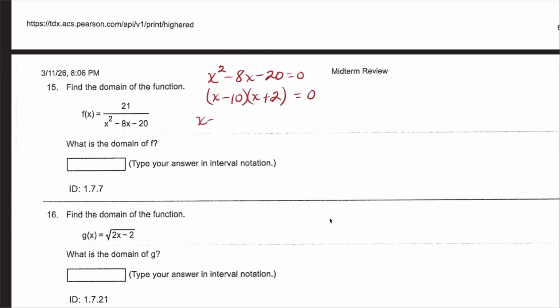So we have x minus 10 equals 0. This is how you solve a quadratic equation by factoring. This is something we cover in 030. And if you're in 030, you should have seen this. If you're not in 030 and you're just taking 130, this is something you should have seen in prior classes. So x minus 10 equals 0, or x plus 2 equals 0.